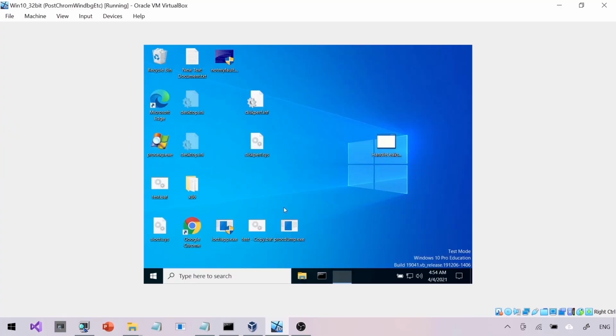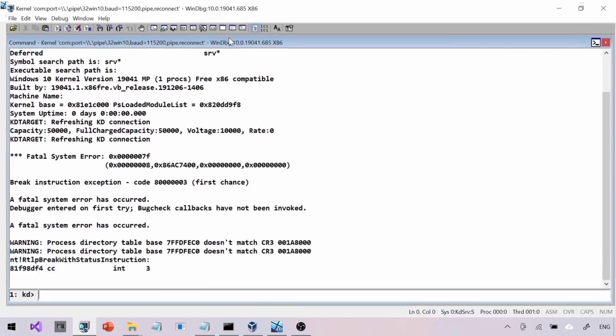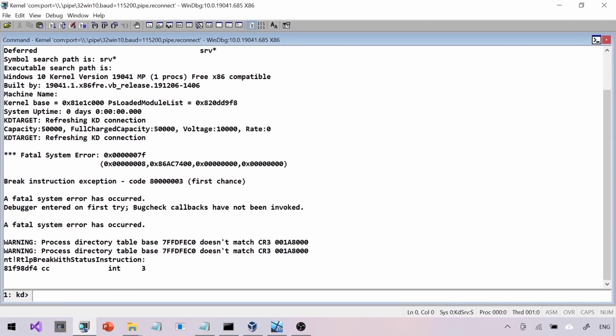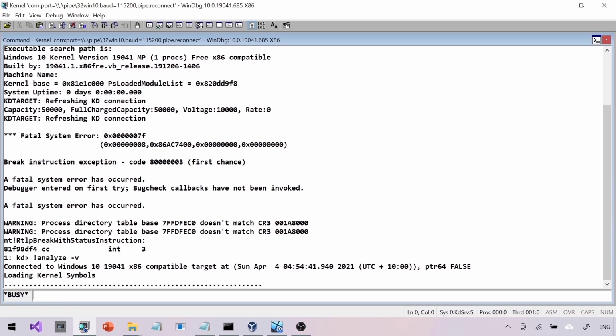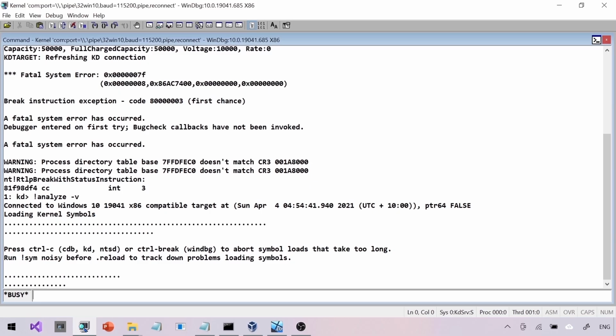Starting not my fault. And this time we are going to have the stack overflow. That is the next one. We clicked crash. Broken into the debugger. Again, no surprise, !analyze -v. This issue I'm assuming to be pretty straightforward, so it is stack overflow.